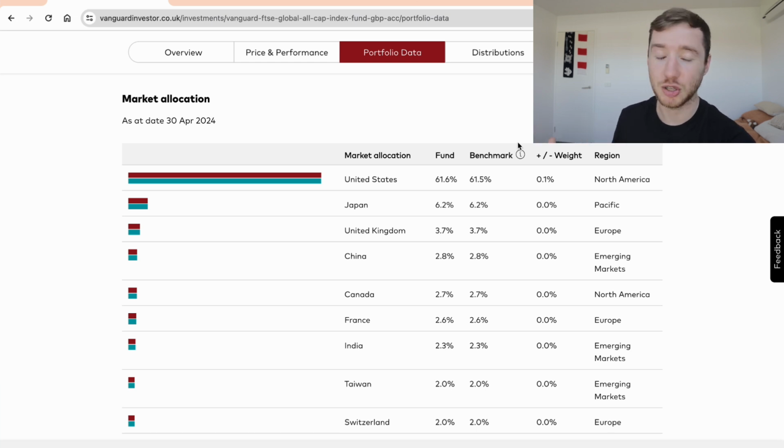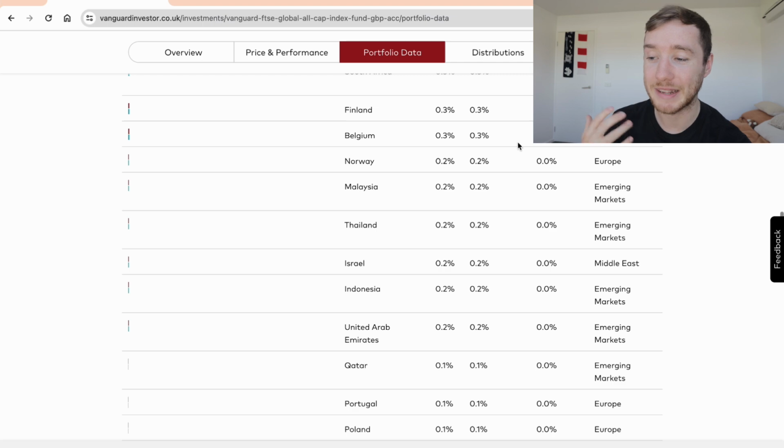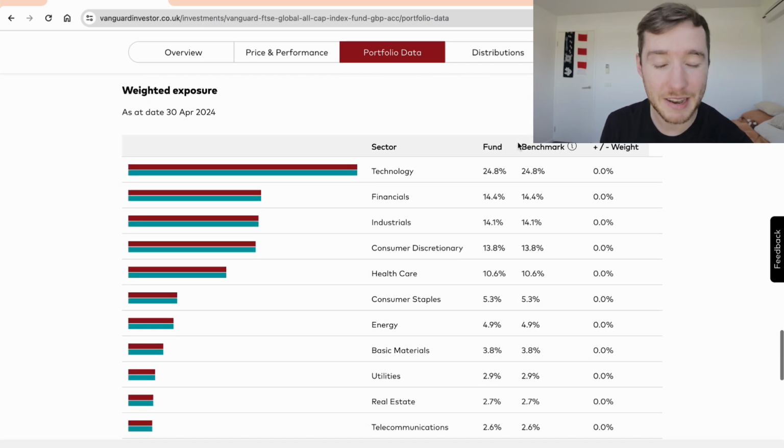You then have Japan, UK, China, but of course, making up tiny portions really compared to the US. If you scroll a bit further down, you'll once again see it's dominated by technology, nearly 25%. You then have financials, industrials, and consumer discretionary.